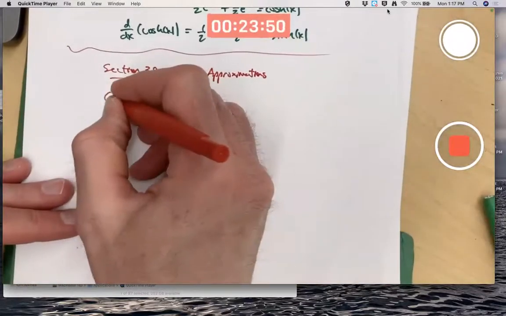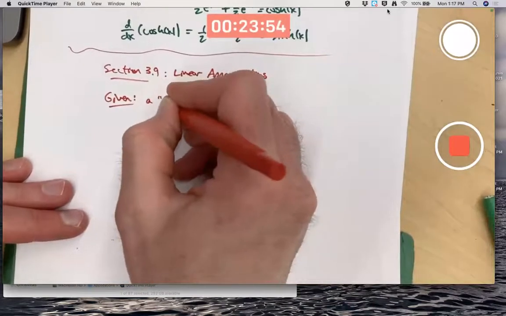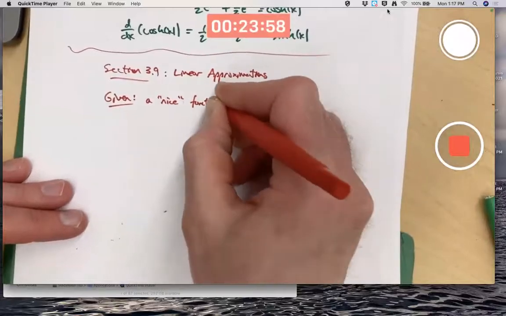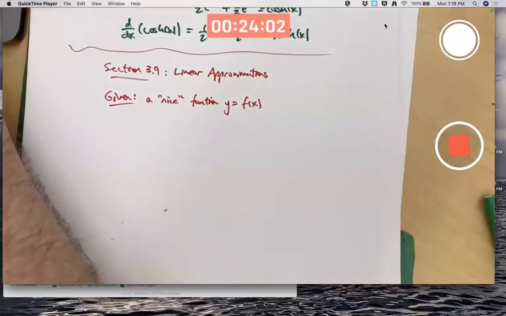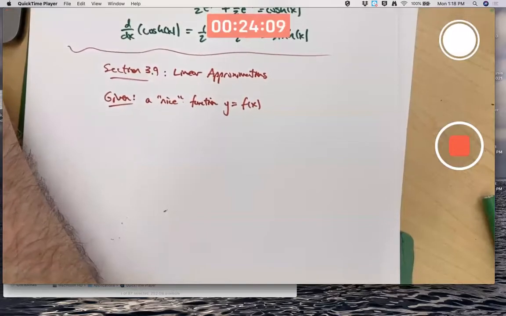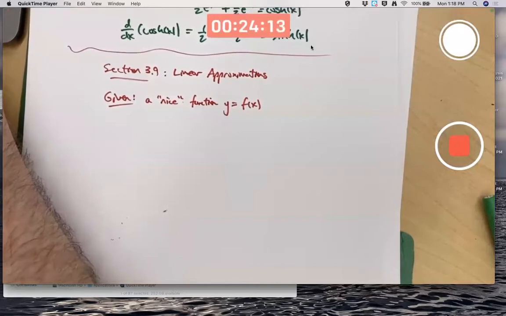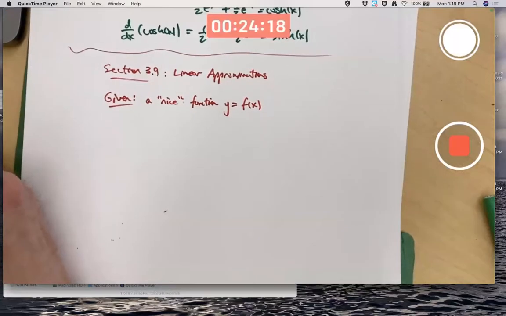We're given a quote-unquote nice function, call it y equals f of x. This must be somebody crashing our Zoom. Assassin indeed. Is that you? Okay, all right.